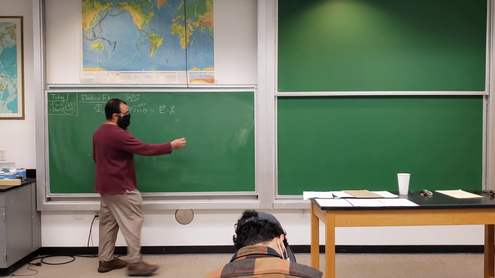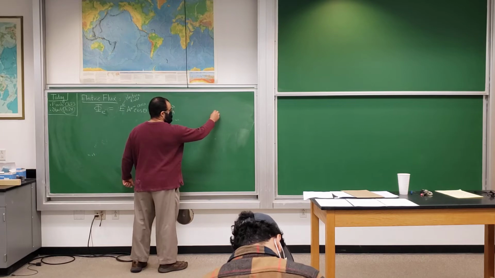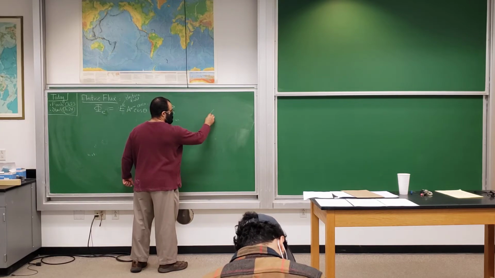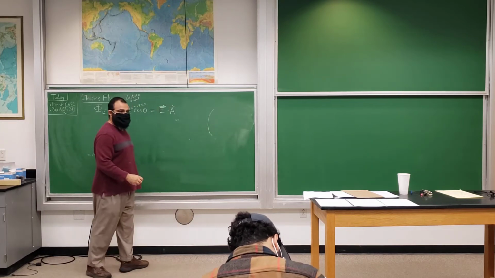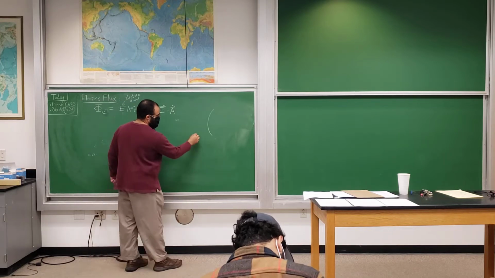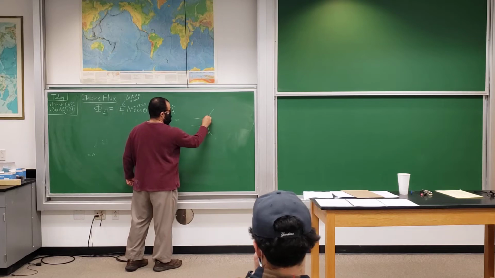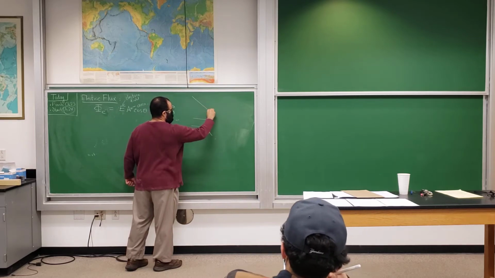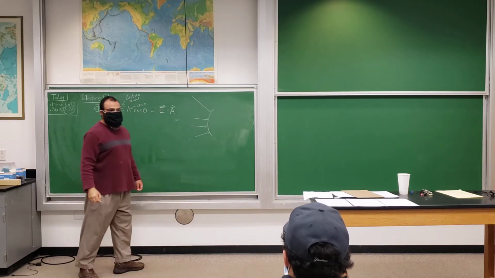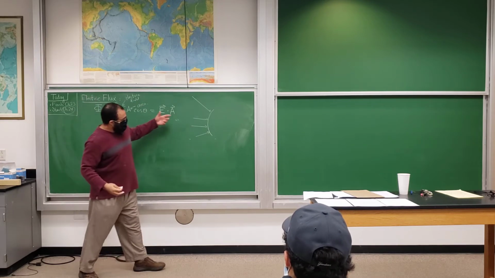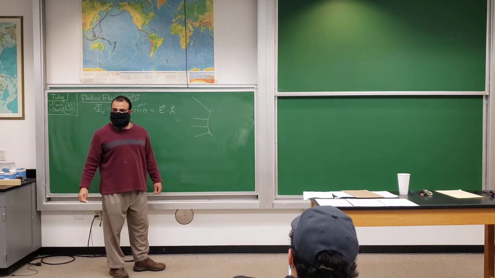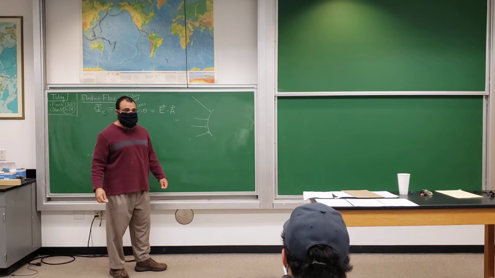Let's say I have an area, my surface or my cup is somehow oriented like this, and the electric field is coming this way and this way and this way, and maybe it's stronger here. So how do I calculate the flux? How much field is entering through the surface?